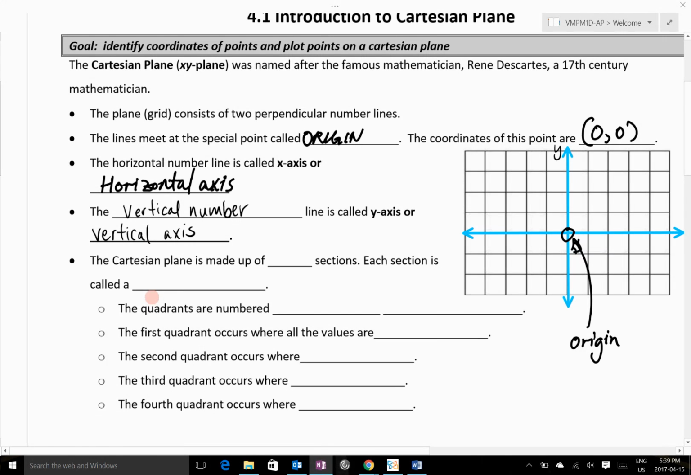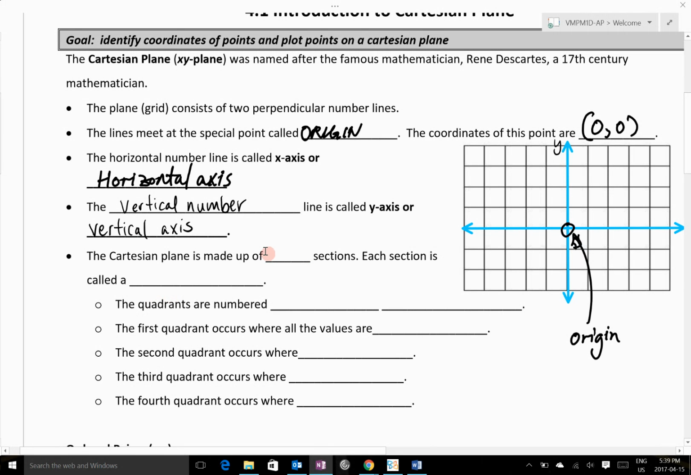Okay, so a Cartesian plane is made up of 4 sections. You might notice we have some sections here, looking at the 4 different squares or blocks that are made from the division of these axes. So it's 4 sections, and each section has a special name. It's called a quadrant. Each section is a quadrant. And quadrants are numbered using Roman numerals. So we'll number them 1, 2, 3, and 4.